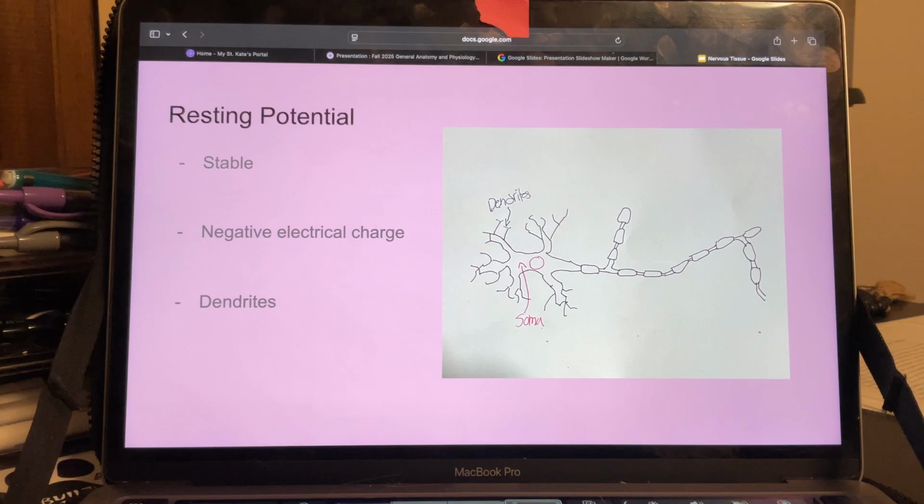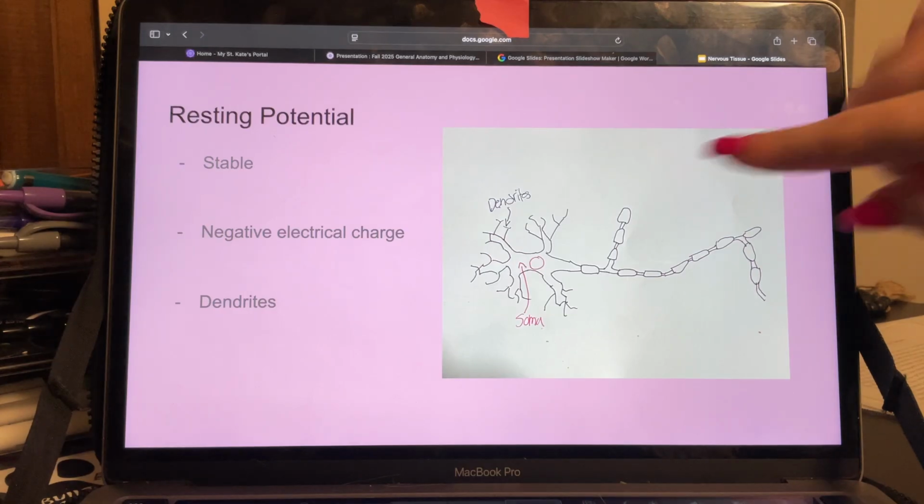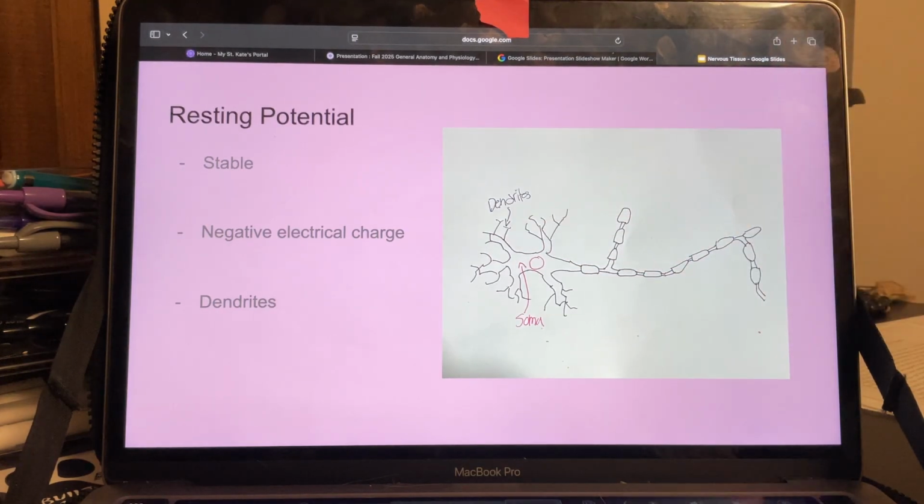through leak channels. The dendrites are a series of widespread branching extensions off the soma that receive signals in the form of neurotransmitters from other neurons. These signals are then conducted along the dendrites towards the soma in the form of electrical signals. Looking at that example, you can see right here the branches off of it. That would be the visual on that one. So again, remember, negative electrical charge is a huge thing there.